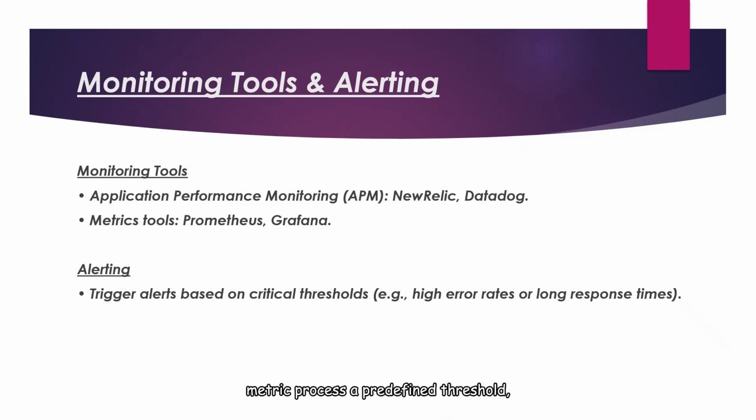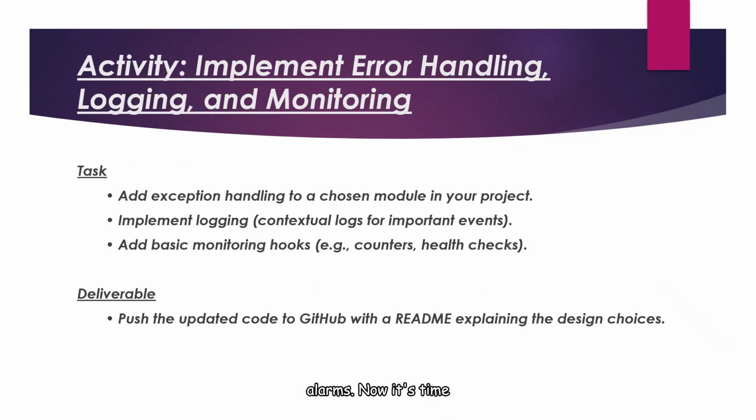When a monitored metric crosses a predefined threshold, these tools can automatically send alerts, ensuring that you and your team can take corrective action immediately. Proper alerting is crucial so you don't miss critical issues but also don't get overwhelmed with false alarms.